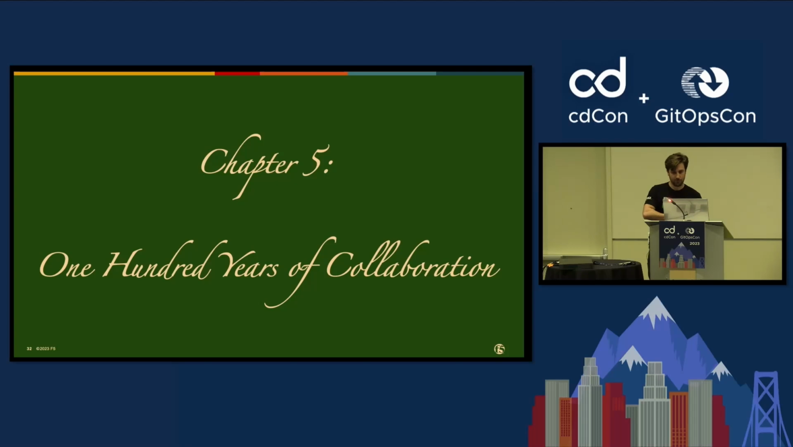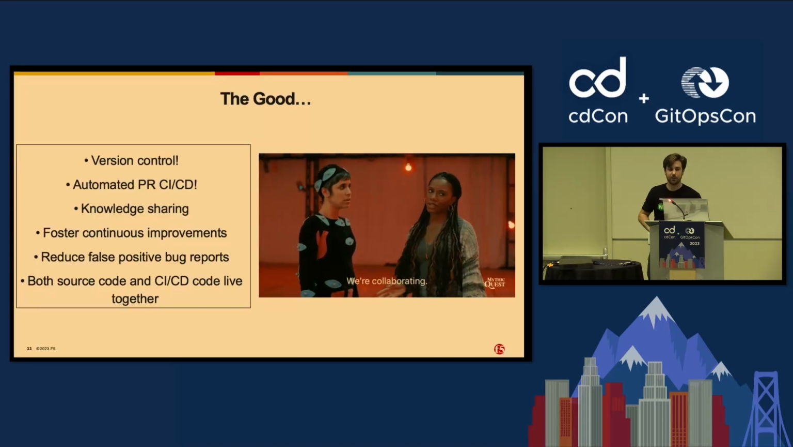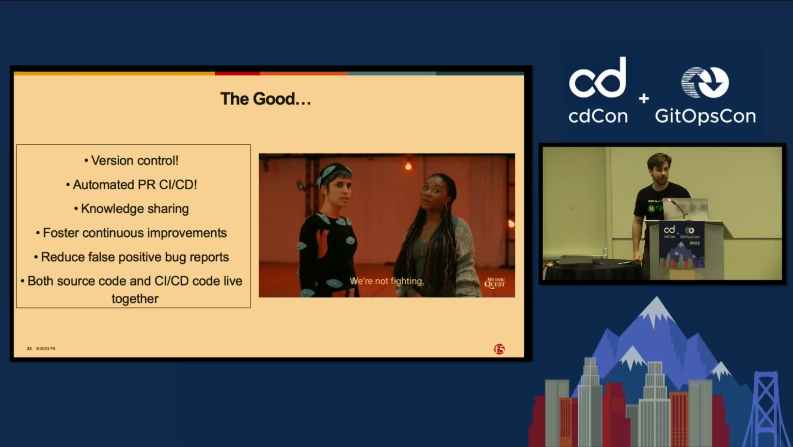And with that, for the final few minutes, we can move on to Chapter 5, 100 Years of Collaboration, also known as why pipeline as code is great. Pros and cons, fundamentally. So there's the good. There's the version control side of things when you're using pipeline as code, CI/CD as code. Everything is checked into Git or Mercurial or whatever tool you're using. I would hope most people are using Git these days.